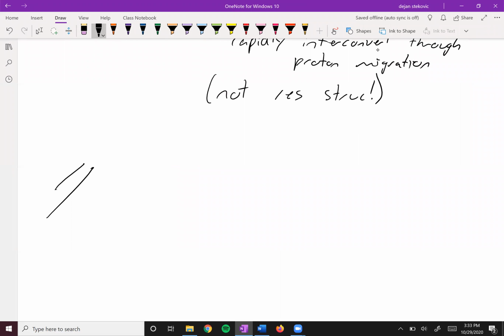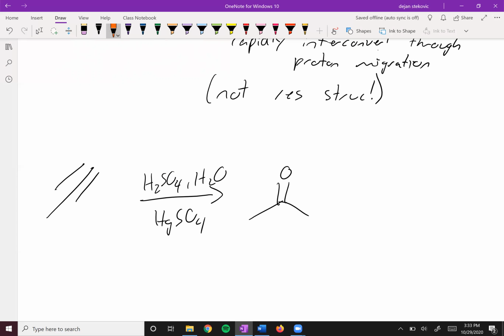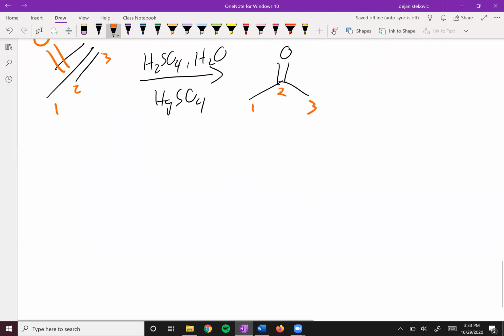And so again, just as a quick review here, you definitely want to know that mechanism. If we have our alkyne, we add some acid, some water, and some of our catalyst, we'll end up with a ketone, right? And count your carbons, 1, 2, 3, 1, 2, 3, right? So you're essentially adding a double bond O here.